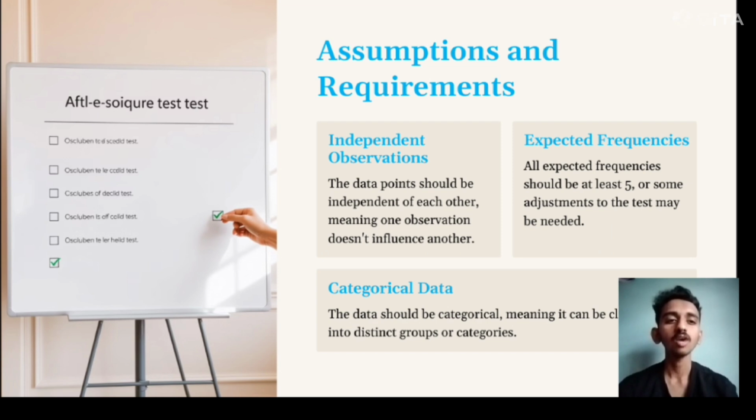Assumptions and requirements. Independent observation. The data points should be independent of each other, meaning one observation doesn't influence another. Expected frequency. All expected frequencies should be at least 5 or some adjustments to the test may be needed. Categorical data. The data should be categorical, meaning it can be divided into distinct groups or categories.